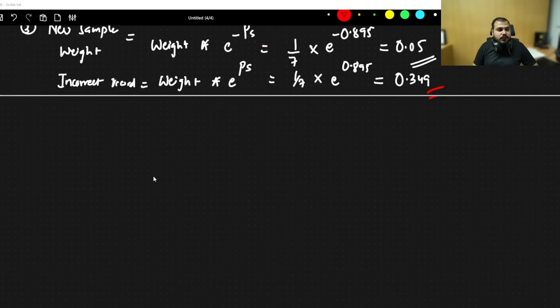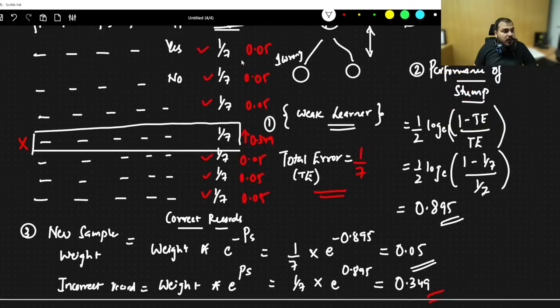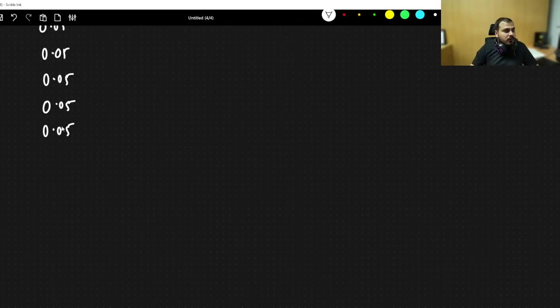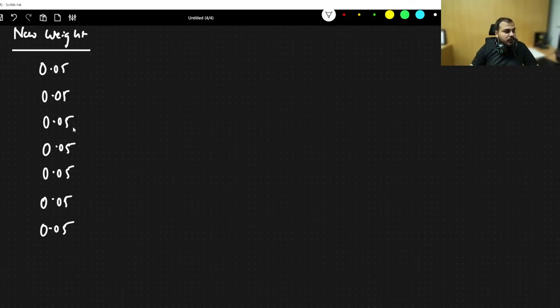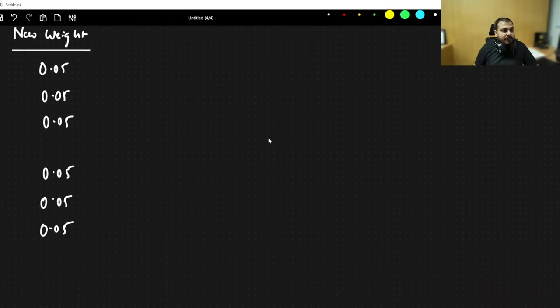Okay. Now I will write my new weights over here. My new weight is nothing but 0.05, 0.05, 0.05, and so on. How many records are there? 1, 2, 3, 4, 5, 6, 7. So my fourth record will become the new value, which is 0.349.